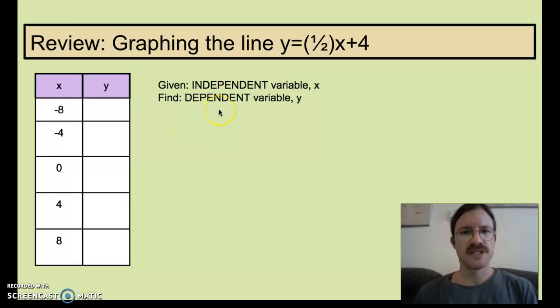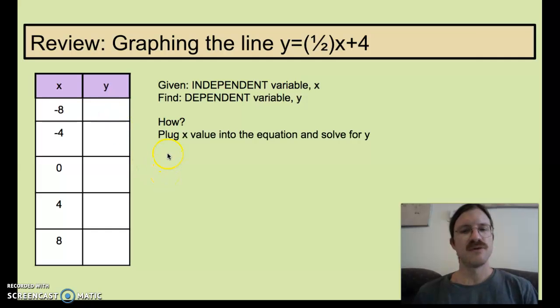We're going to be finding our dependent variable, which is our y values. How do we do that? If you recall, all you do is take whatever number it is, in this case -8, plug that in here, and solve the equation for y, and that will be the corresponding y value. If you already remember how to do this, just pause the video now, fill out this table, and see if you can graph it. But if you do need some help, I'm going to run through a couple of examples really quick and help you get started filling out this table.